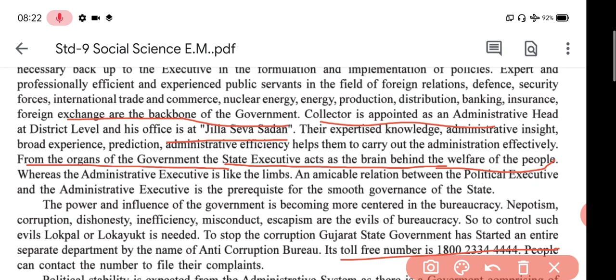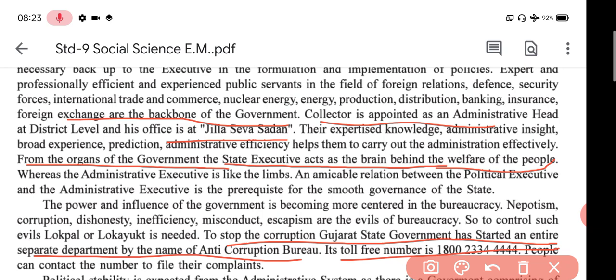The power and influence of government is becoming more centered in bureaucracy. So nepotism, corruption, dishonesty, inefficiency, etc. are revealed in bureaucracy. So to control such evils, Lokpal or Lokayukt is needed. To stop this corruption, Gujarat state has started an entirely separate department by the name of Anti-Corruption Bureau, for stopping corruption.